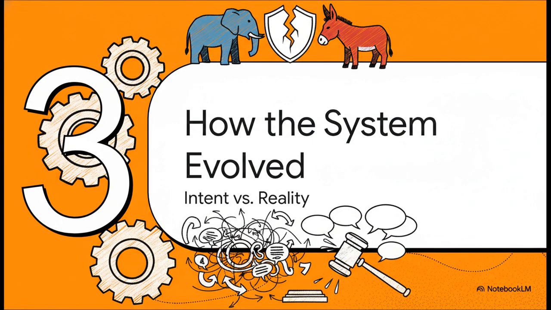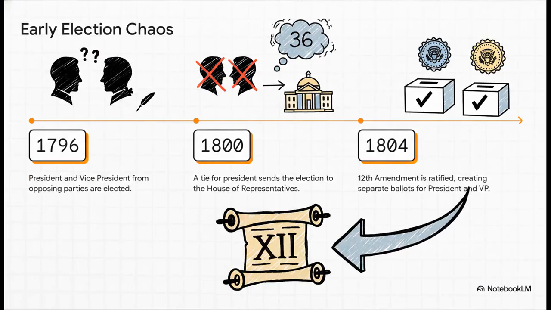But that original plan started to fall apart almost right away. And it was all thanks to one thing the founders didn't really see coming: the rise of political parties. Man, those first few elections were an absolute mess. In 1796, the winner, John Adams, ended up with his number one political enemy, Thomas Jefferson, as his vice president. Can you imagine? Then, in 1800, it got even crazier.